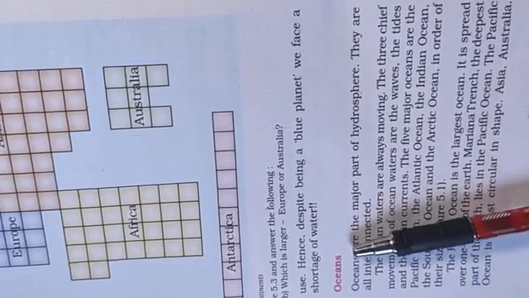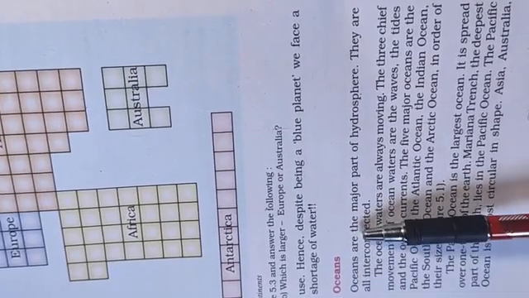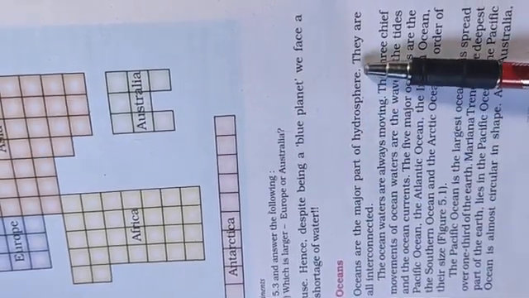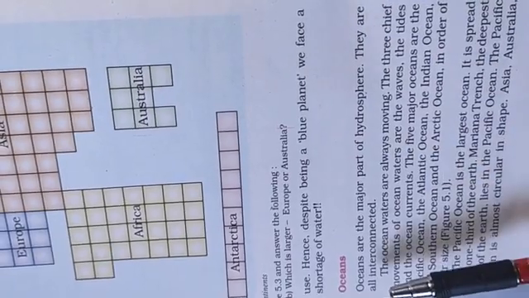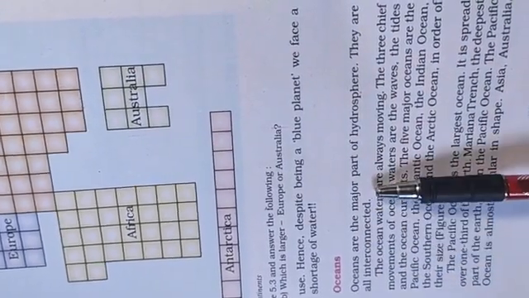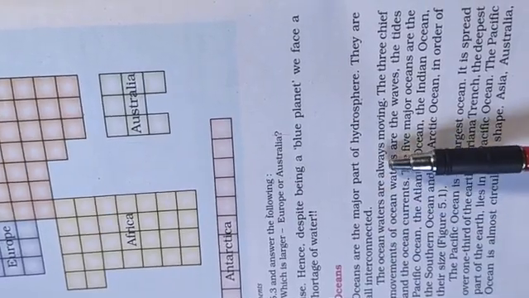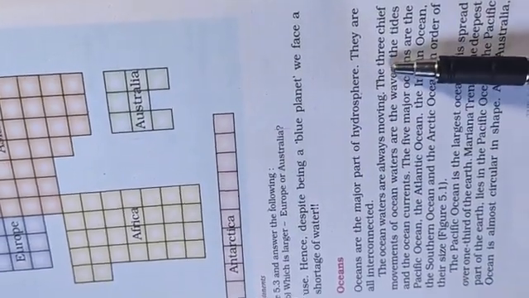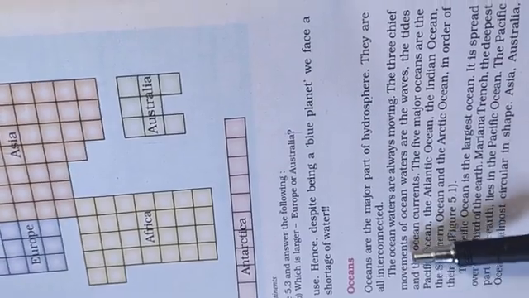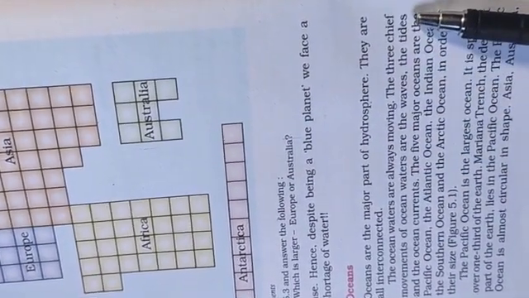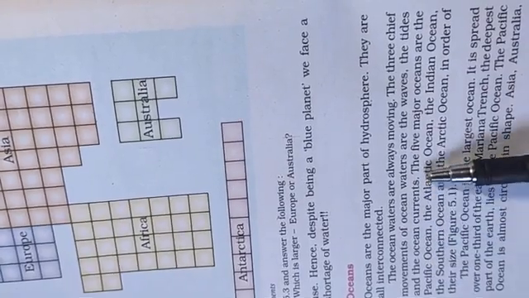Oceans. Oceans are the major part of hydrosphere. They are all interconnected. The ocean waters are always moving. The three chief movements of ocean waters are the waves, the tides, and the ocean currents.